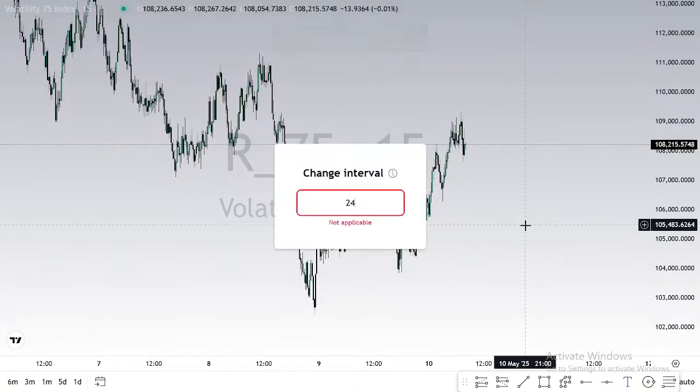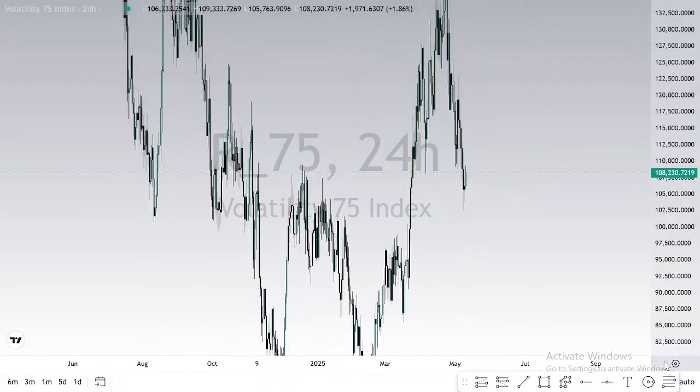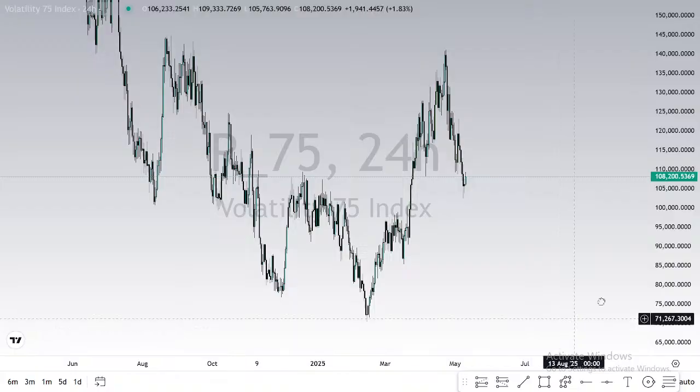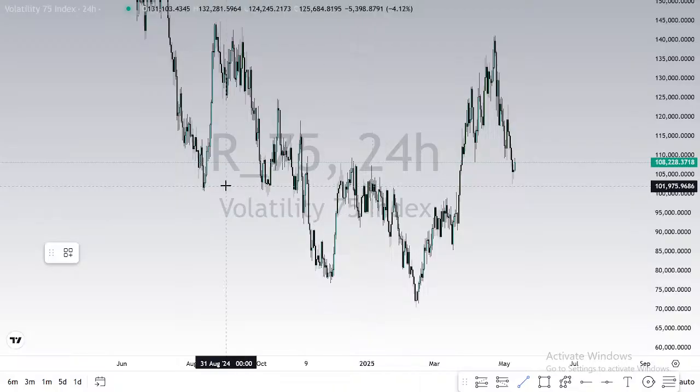So I'm going to be going to the 24 hours time frame. You remember how we do it. We always get to see what the market is doing on the higher time frame before we come to a conclusion. So the first thing I want to look at is the current structure of the market.